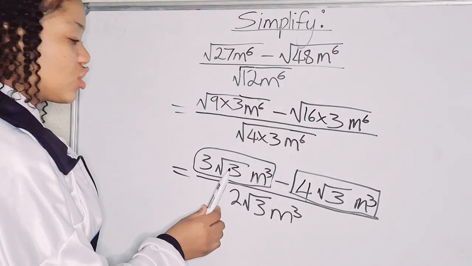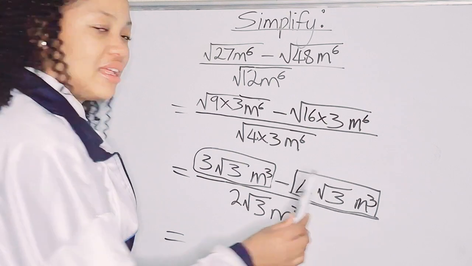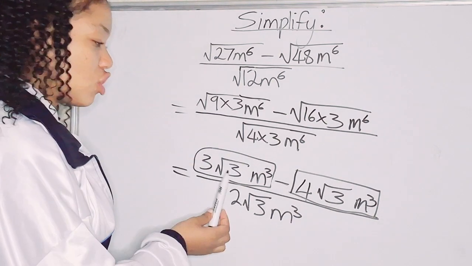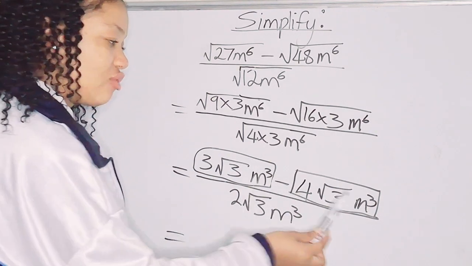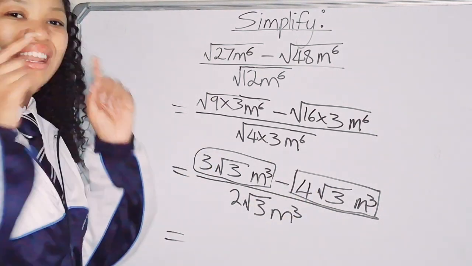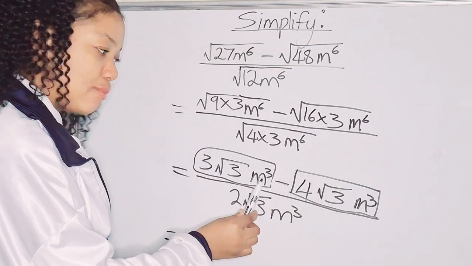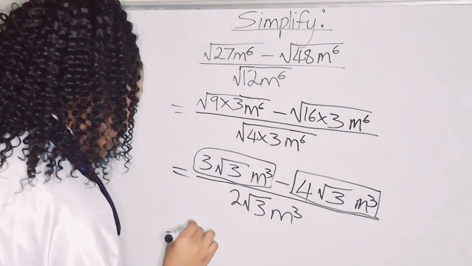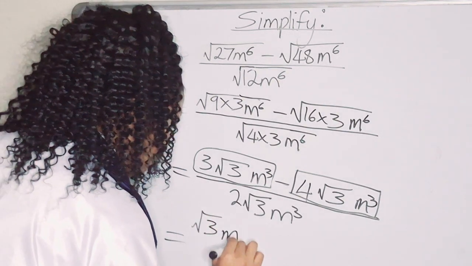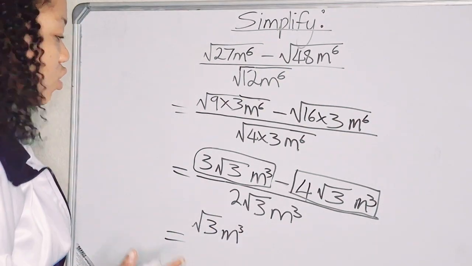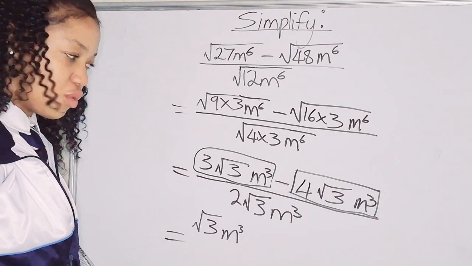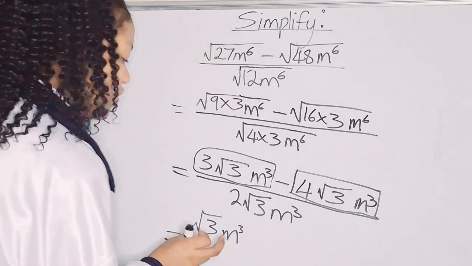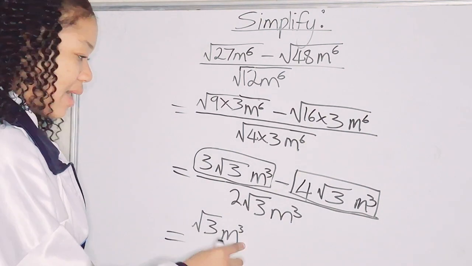What I want us to notice is that the terms have something in common. The first term has a square root of 3, and the second term also has a square root of 3, which is what we call a common factor. But it's not only the square root of 3: m to the power of 3 is also common in these two terms. So the common factor is the square root of 3 and m to the power of 3. This is what we call factorizing. One of the methods of factorizing is taking out the common factor, which in this case is the square root of 3 times m to the power of 3.